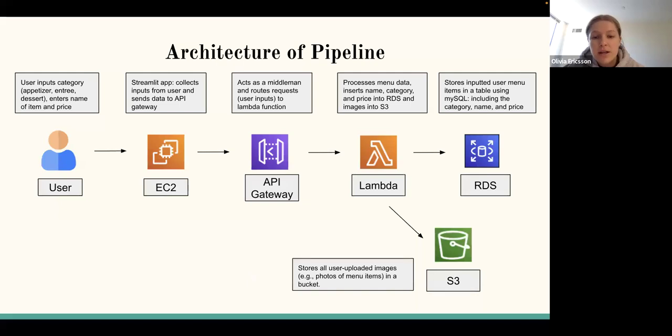Once the user submits that data, it sends it to API Gateway, which acts as a secure middleman between the backend and the front end. Its job is essentially to route incoming requests to the appropriate service. Our Lambda function does most of the heavy lifting, and it has two key tasks. It inserts the item details such as name, category, price into our SQL database, which is hosted in RDS, as well as if an image is uploaded, it also stores that image in S3 bucket. And then the RDS database serves as our structured storage, holding all menu items. And then our S3 handles the unstructured data, which is for the menu, for the image uploads.